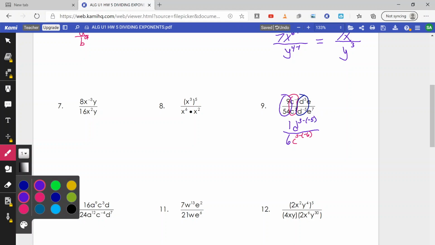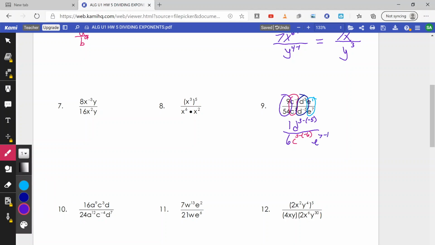And our last e, we have e over e to the 7th. Again, technically there's an exponent of 1 on the e on top. So I compare my exponent of 7 versus 1. 7 is larger, therefore e is going to be on the bottom. So we have e to the 7 minus 1.